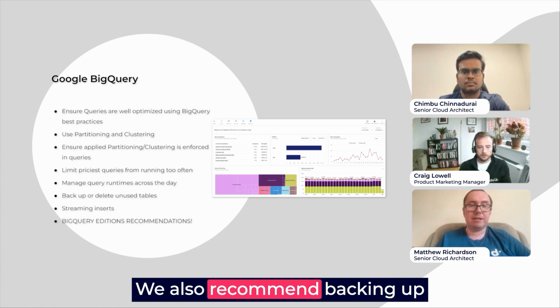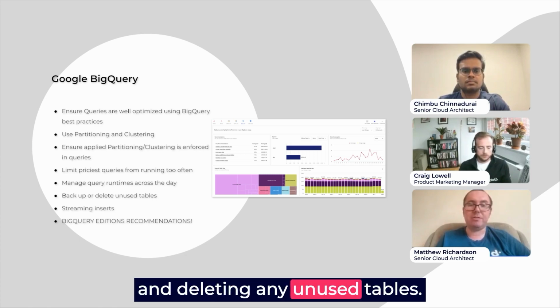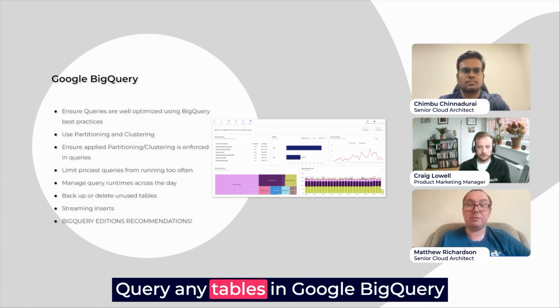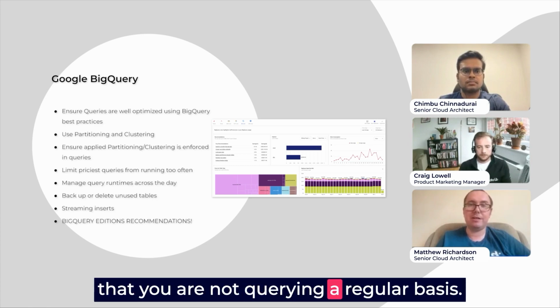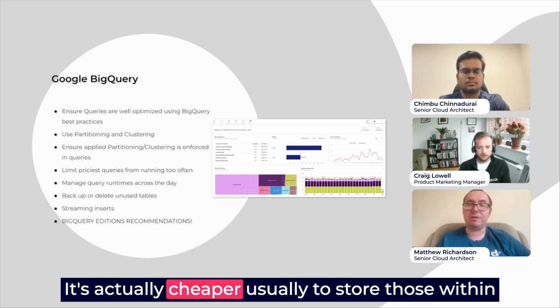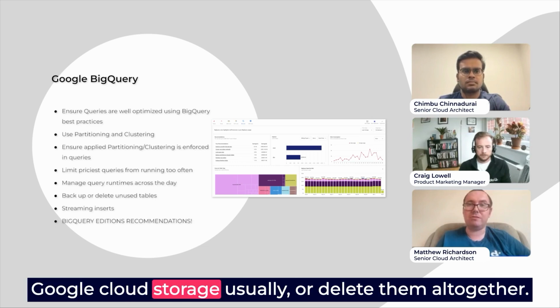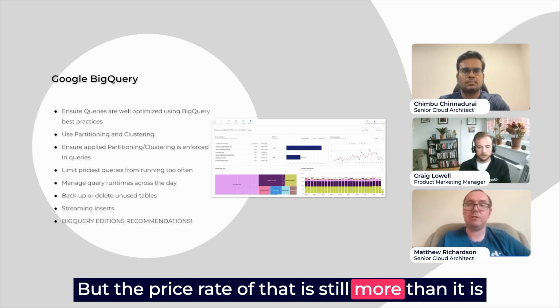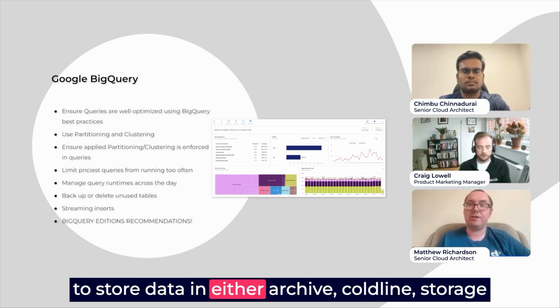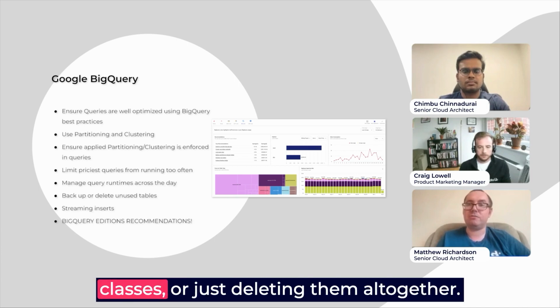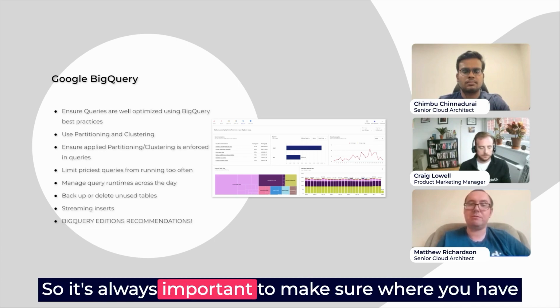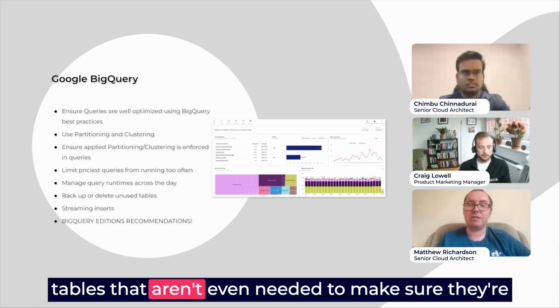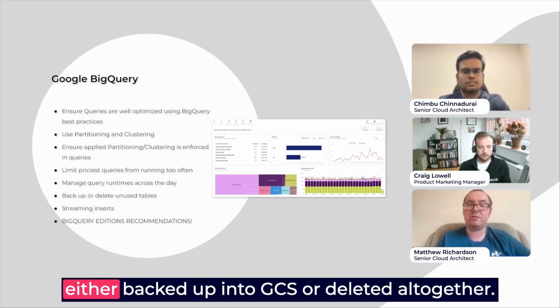We also recommend backing up and deleting any unused tables. If you have any tables in Google BigQuery that you are not querying on a regular basis, it's usually cheaper to store those within Google Cloud Storage, or delete them altogether. You do have long-term storage within Google BigQuery, but the price rate of that is still more than it is to store data in either archive or coldline storage classes, or just deleting them altogether. So it's always important to make sure that tables that aren't needed are either backed up into GCS or deleted altogether.